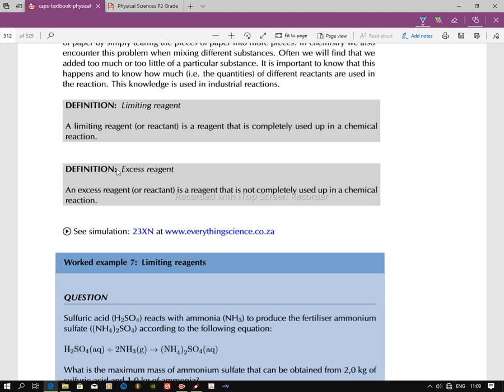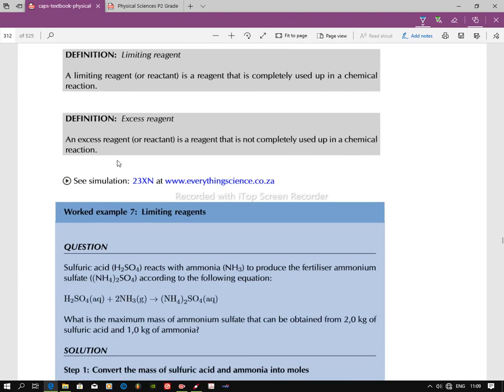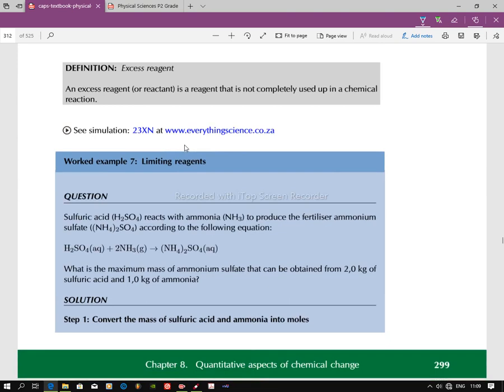And another definition, excess reagent. An excess reagent is a reagent that is not completely used up in a chemical reaction. So if you know the limiting reagent, you can easily understand the excess reagent there. So let's just look at some worked examples here.